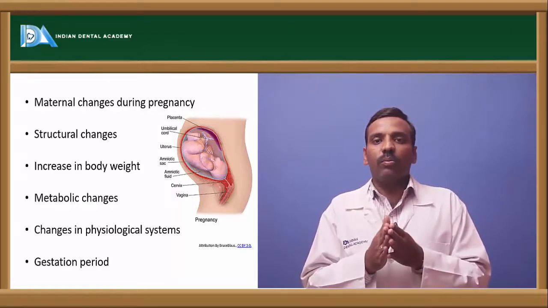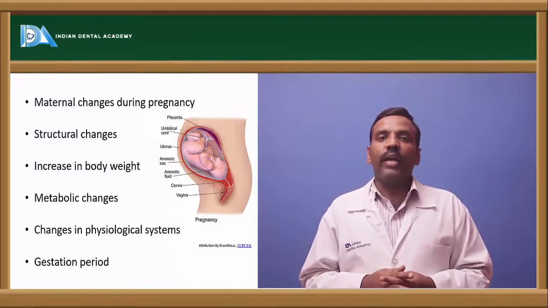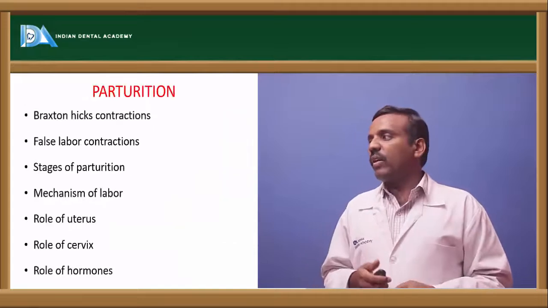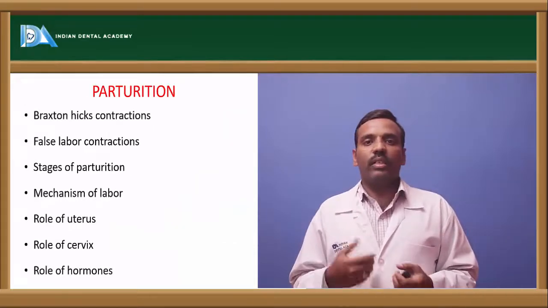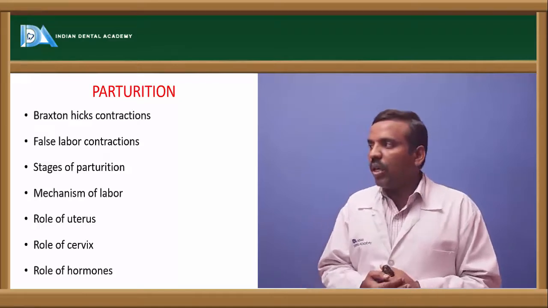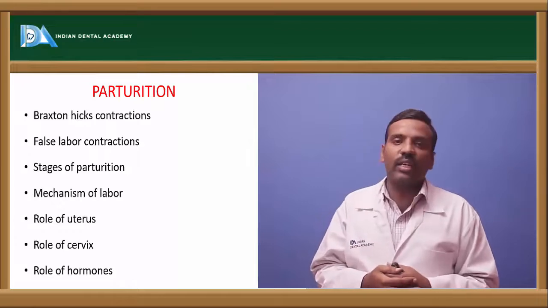Okay, so by the ultrasound scannings, we'll come to know the gestation period and the expected date of delivery. Next is parturition. The delivery of the baby is called parturition. There are some reflexes present. One is Braxton Hicks contractions.